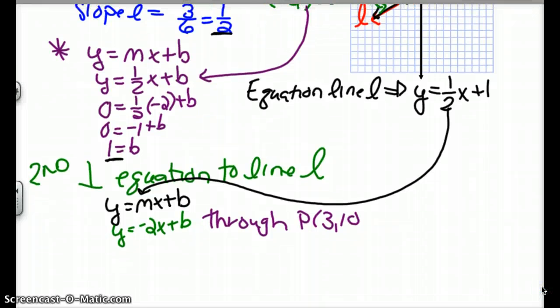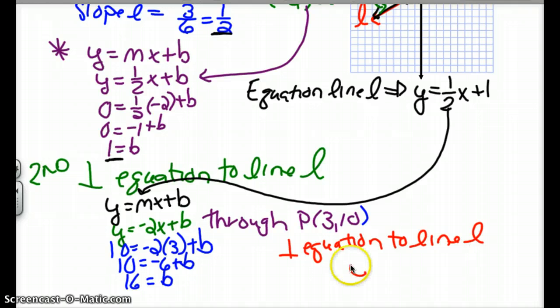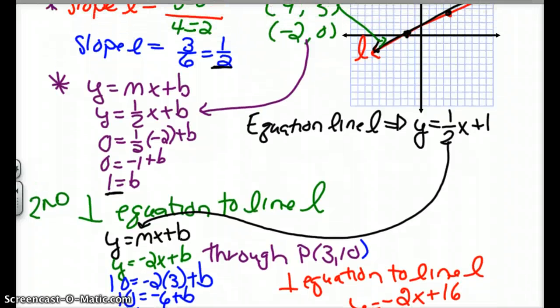So now I'll go 10 equals -2 times 3 plus b. 10 equals -6 plus b. And so now I'm getting 16 to be my b. So I have my perpendicular equation to line L, and that was y equals -2x plus 16.